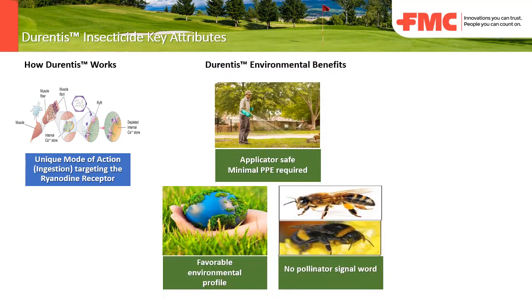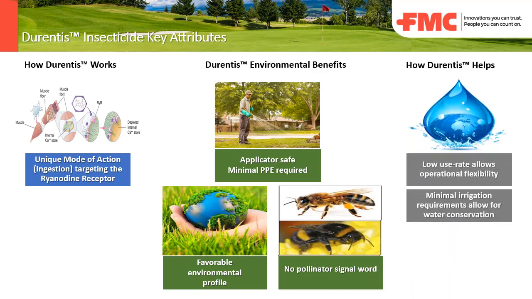What are the environmental benefits? Durentis does not contain a signal word and has a favorable environmental profile. It also does not contain a bee box like neonicotinoid chemistries. This allows it to be safe for applicators and have minimal pollinator impact.